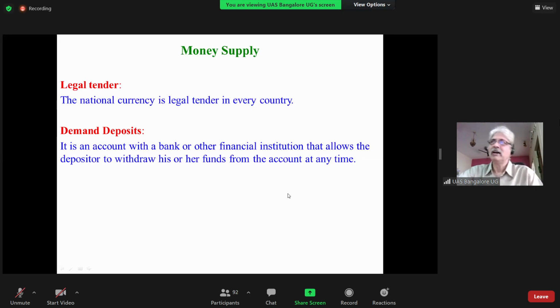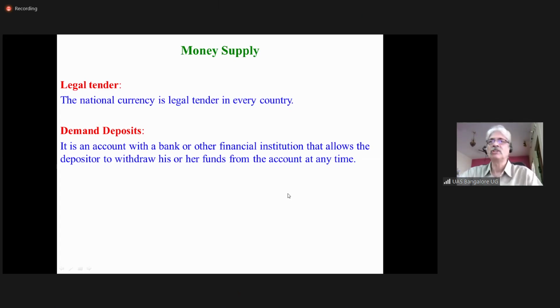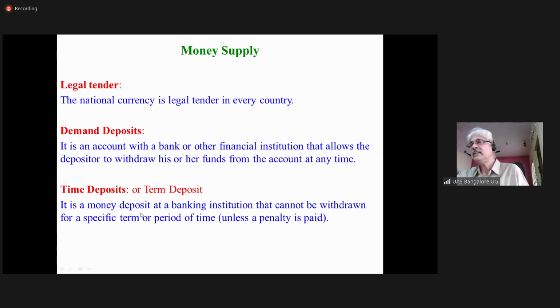So on the other side, we have the term deposit, which you cannot take back anytime you want. Okay, the time deposit or the term deposit, it is a money deposit at a banking institution that cannot be withdrawn for a specific term or period of time.